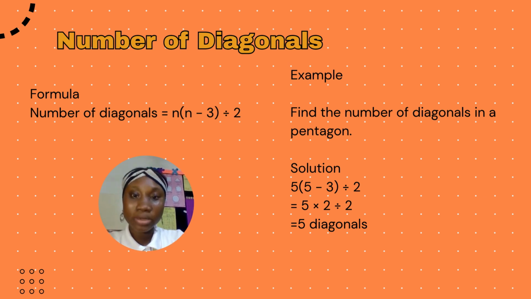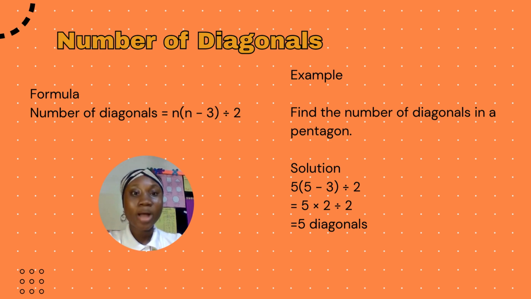Now, number of diagonals. You should know what a diagonal is. A diagonal goes from here to here, like when you cross to get an X symbol. So from this point to this point, that's your diagonal. So for the number of diagonals in a polygon, the formula is simply the number of sides that the polygon has, times, in brackets, that number of sides minus 3. The answer you get is divided by 2.